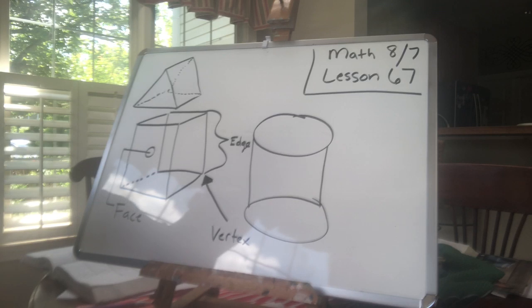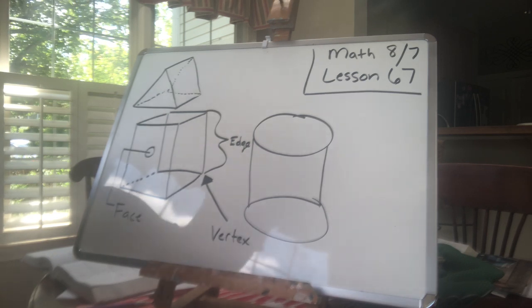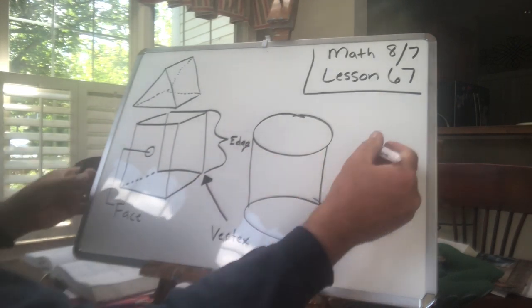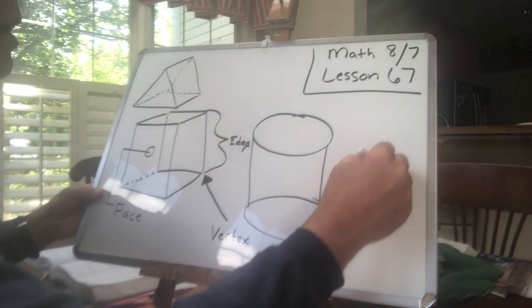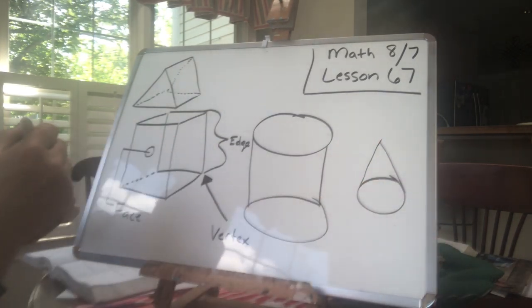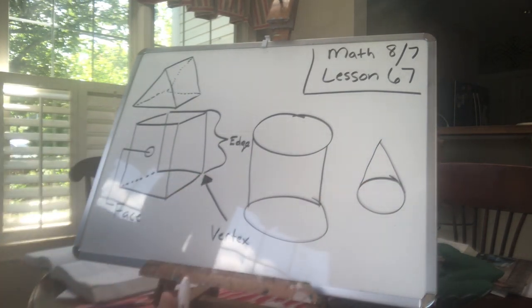That's a sphere. A cylinder is like a can of soup, like right here. A bucket or a tennis ball can, something like that. That's what a cylinder is. A cone is like an ice cream cone. It comes to a peak. It's got a circle for a bottom, basically.